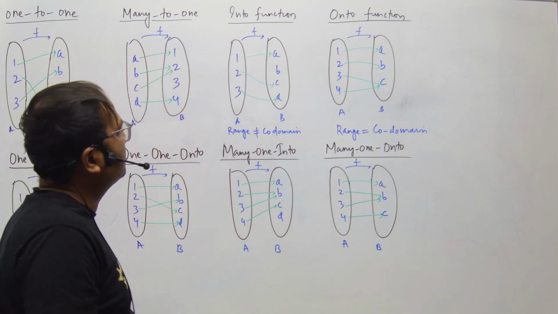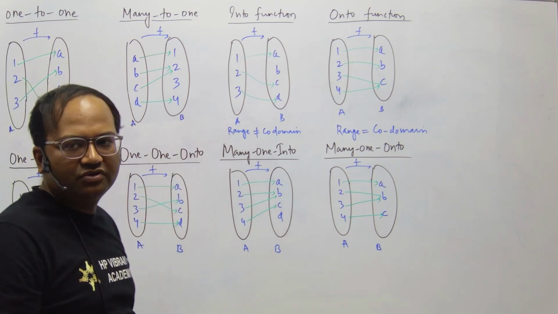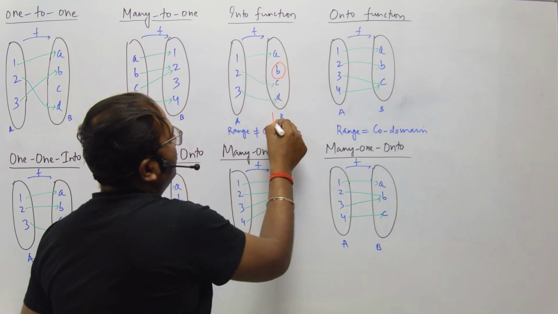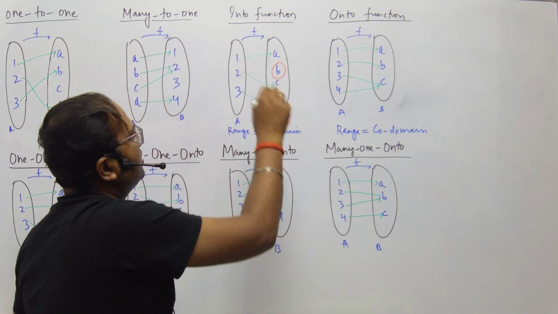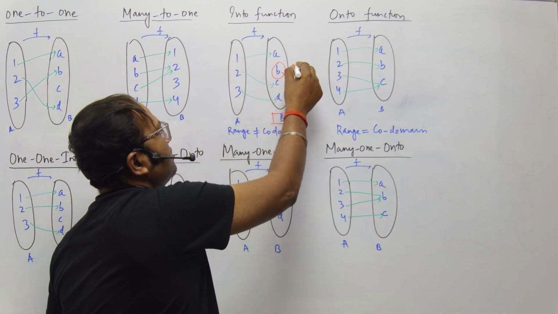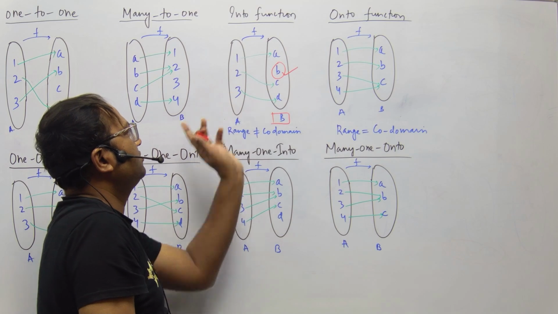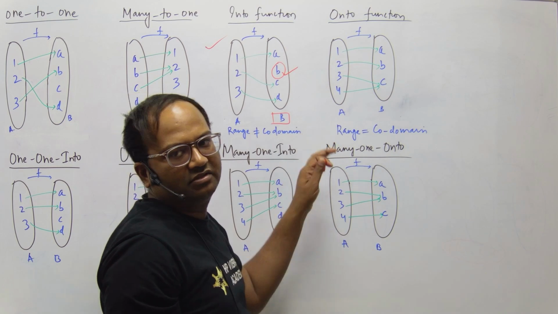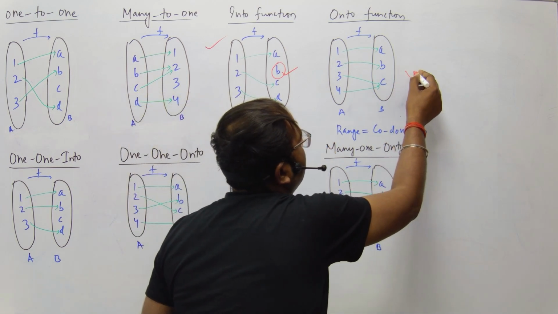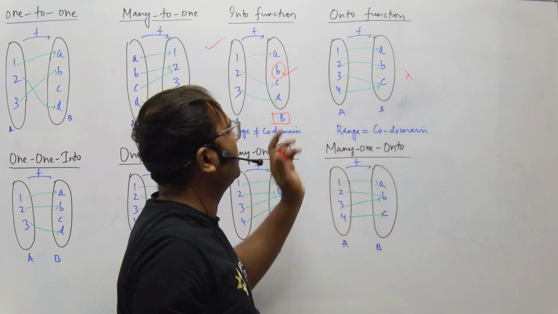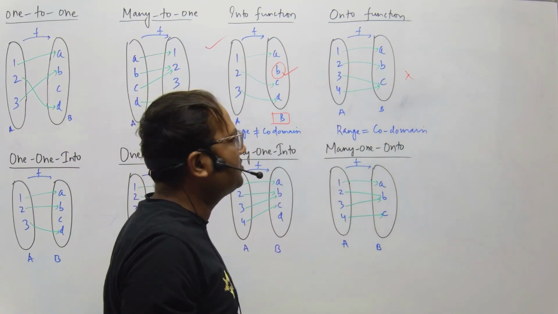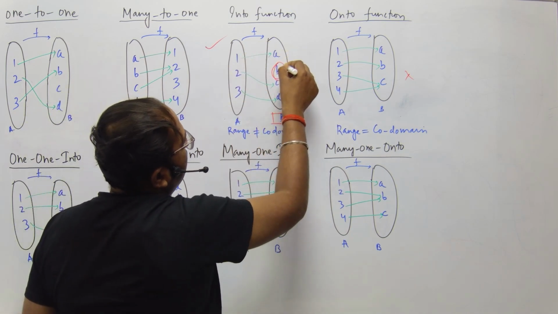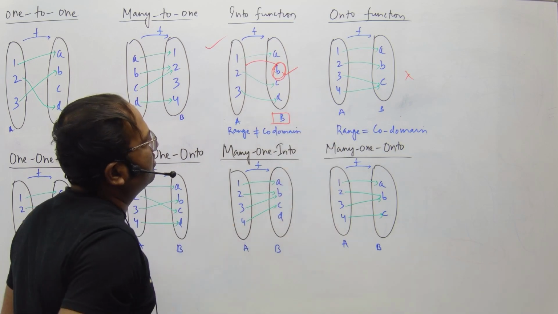Okay, now let us discuss into function. In case of into function, there exists an element in codomain which is not having any pre-image in set A. So here the element B is not having any pre-image in set A. So this is known as into function. And in case of onto function, there does not exist any element in set B which is not having any pre-image in set A. Is it understandable? In case of into function, there will be an element in set B which has no pre-image in set A.